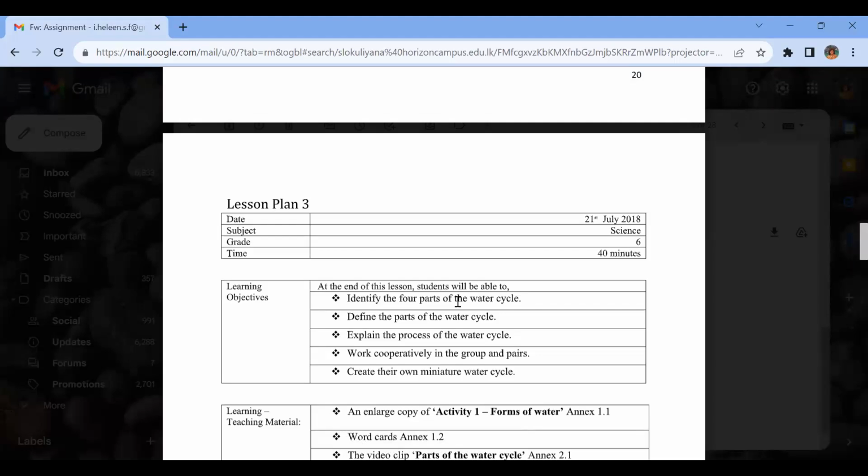Identify the 4 parts of the water cycle. Define the parts of the water cycle. Explain the process of the water cycle. Work cooperatively in groups and pairs. Create their own miniature water cycle.